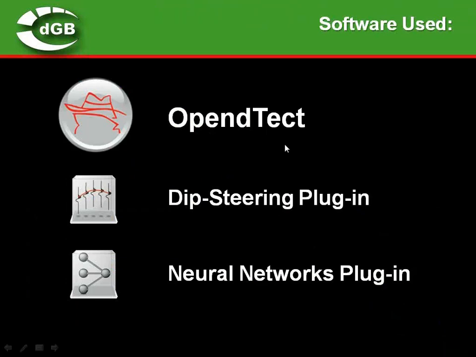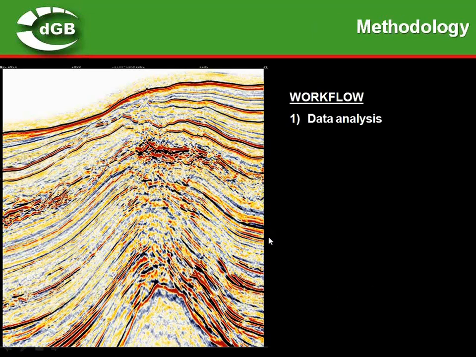Again, the software we're using is OpendTect, and we're using 2 commercial plugins to OpendTect, which are the dip steering plugin and the neural network plugin. The methodology that we will use, first of all, again, this can be done on both 2D and 3D data, but we're going to focus on 3D since the reliability of the workflow on 3D is much greater.